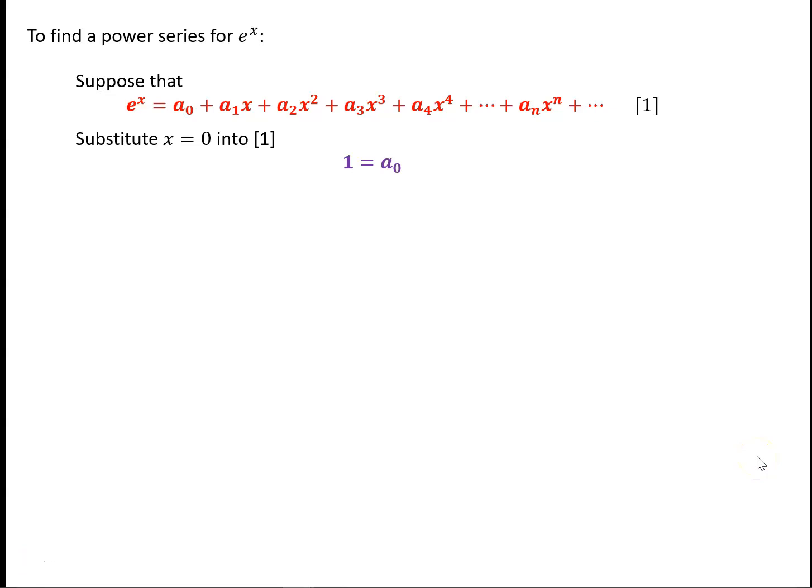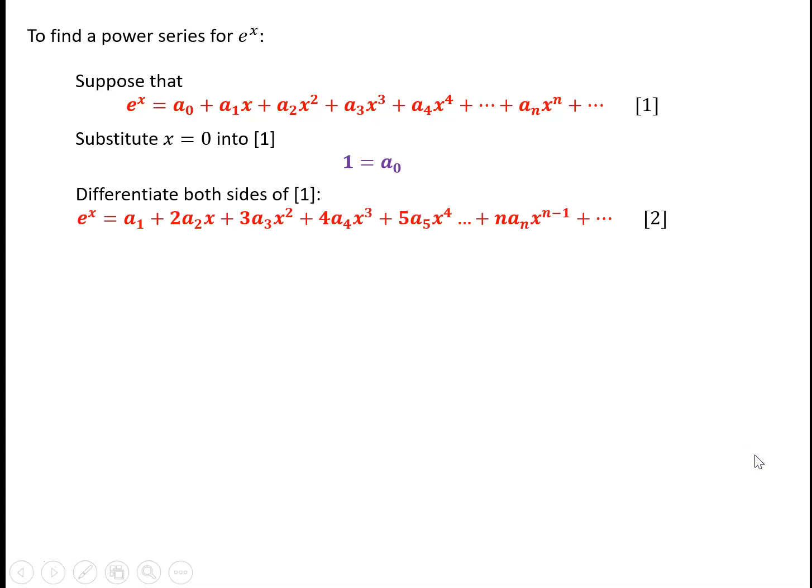If we now differentiate equation 1, we're going to obtain the derivative of e^x, which is e^x on the left hand side, and then the right hand side is going to become a1 + 2a2x + 3a3x² + 4a4x³, etc. And if we substitute x equals 0 again into equation 2, the left hand side is 1 and the right hand side is just a1. So we've got a1 must equal 1.